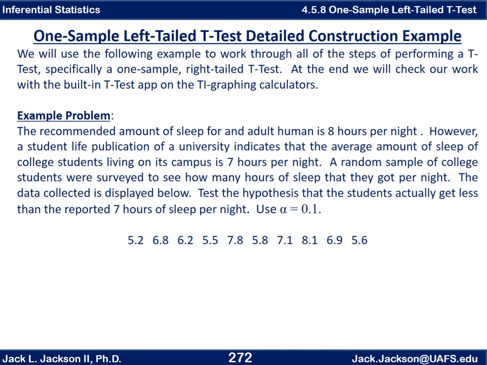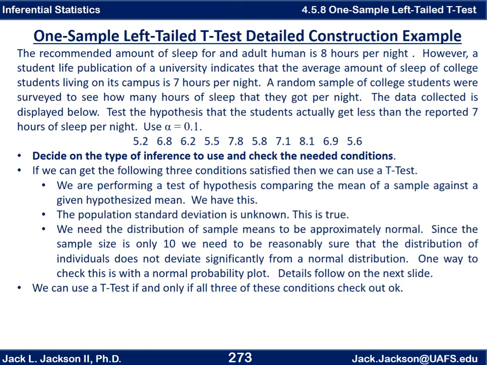Okay, so the first thing we need to do is decide what kind of inference we need to do and check the conditions are true. Now, as I said just a minute ago, these 3 conditions must be satisfied to use a t-test, and let's check them out. We're performing a hypothesis test comparing the mean of a sample against a given hypothesized mean. That's true, so that's a one-sample t-test, or that's one of the conditions. The population standard deviation is unknown. That's true. And then for the next part, we need the distribution of sample means to be approximately normal.